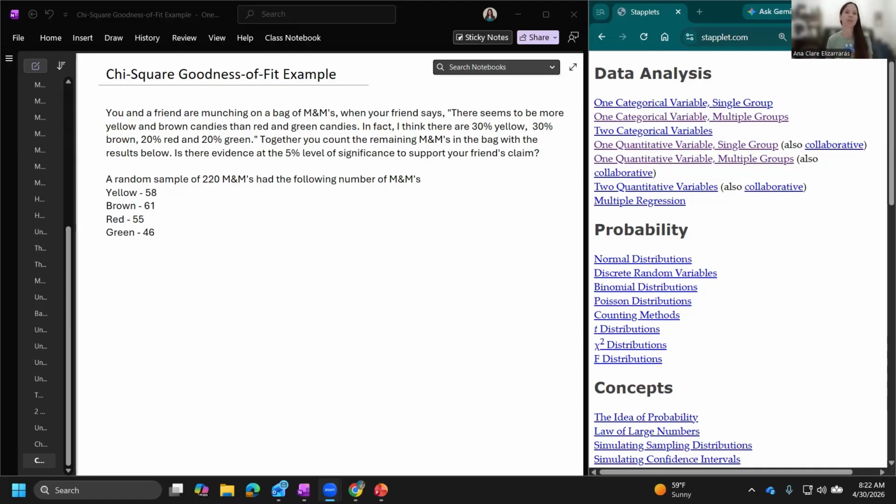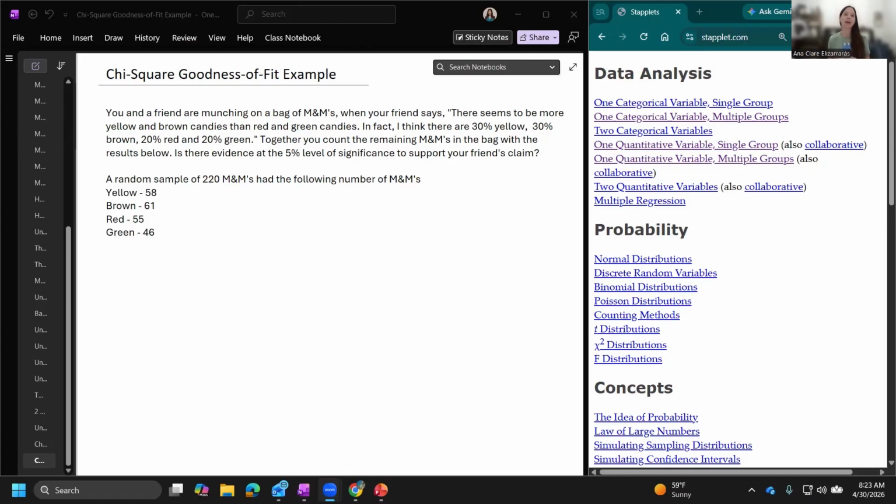So you and your friend are munching on a bag of M&Ms, and your friend says, there seems to be more yellow and brown candies than there are red and green. I think there's 30% yellow, 30% brown, 20% red, and 20% green. So you count the M&Ms in your bag and want to know if there's evidence at the 5% level of significance to support your friend's claim.